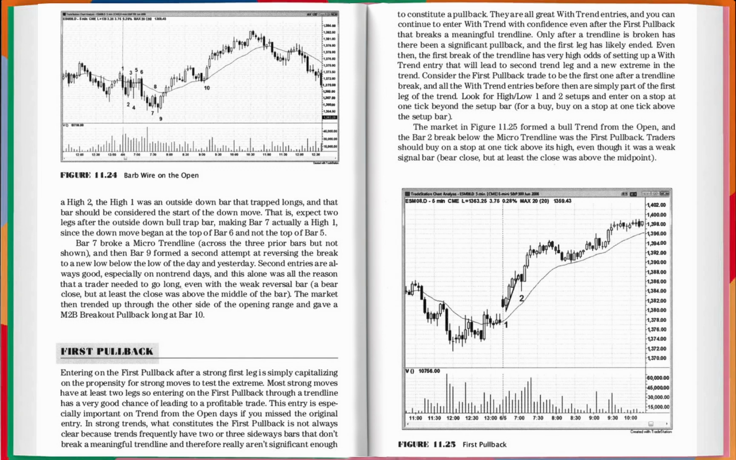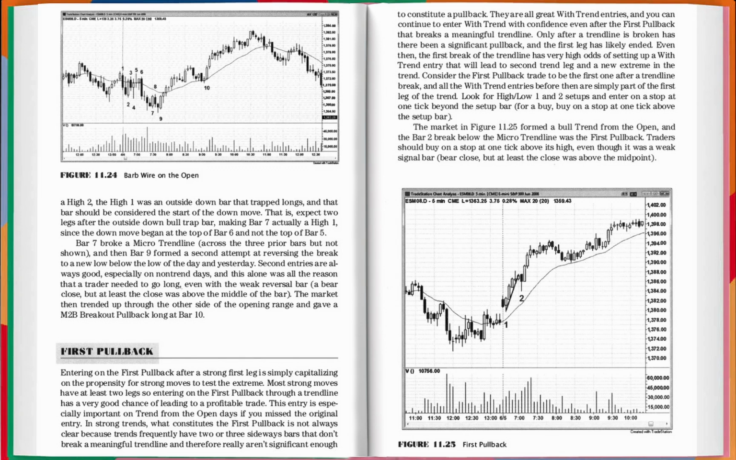The market then trended up through the other side of the opening range and gave an M2B breakout pullback long at bar 10. First pullback. Entering on the first pullback after a strong first leg is simply capitalizing on the propensity for strong moves to test the extreme. Most strong moves have at least 2 legs, so entering on the first pullback through a trend line has a very good chance of leading to a profitable trade.